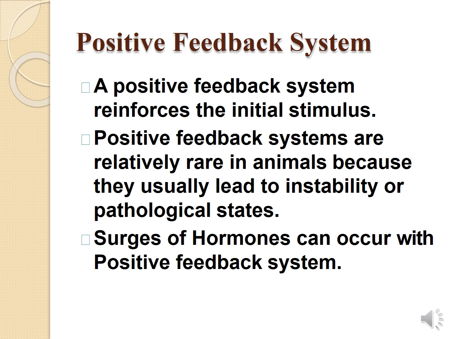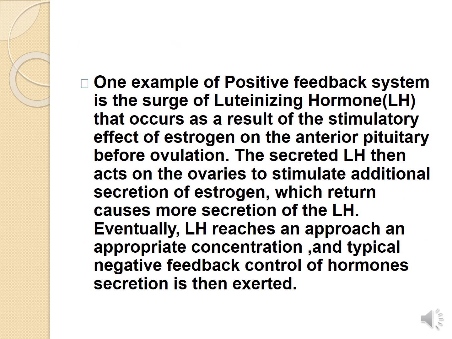Positive feedback system. It reinforces the initial stimulus. It is relatively rare in animals because it usually leads to instability or pathological states. Surges of hormones can occur with a positive feedback. One example of the positive feedback system is the surge of the luteinizing hormone that occurs as a result of the stimulatory effect of estrogen on the anterior pituitary before ovulation.